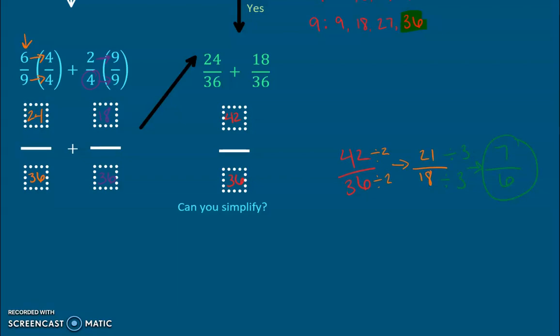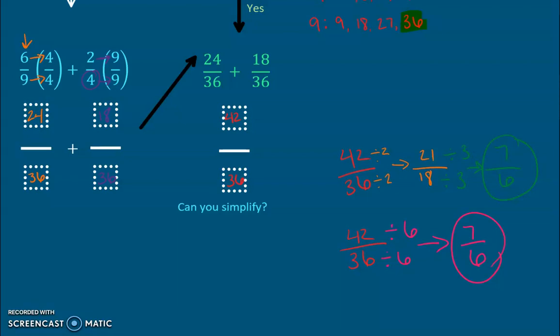Now, some of you might have realized that 42 over 36 both have 6 in common that we could have divided by. And you're absolutely right. You could have divided by 6 right at the beginning and just gone straight to that 7 over 6. Either path works. I didn't personally see that 6 in common at first because I noticed they were both even. So I divided by 2.